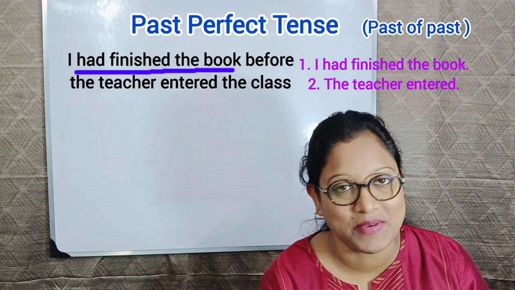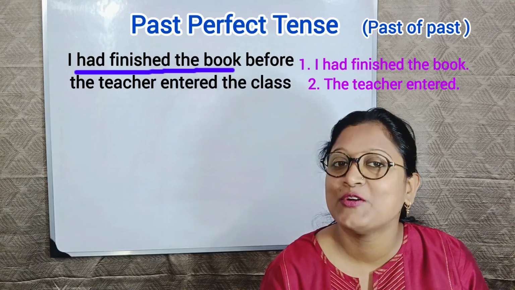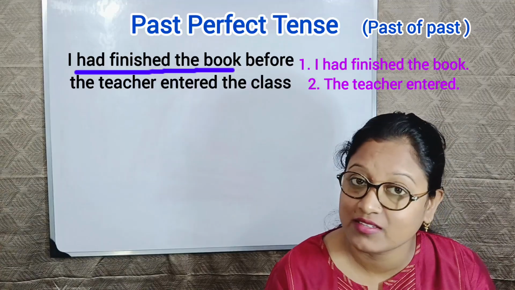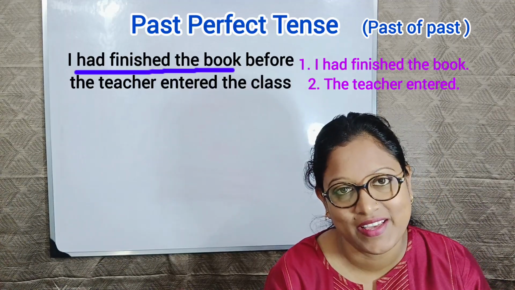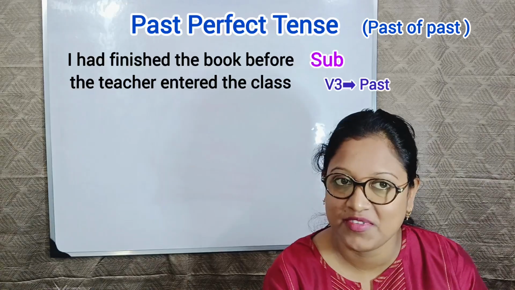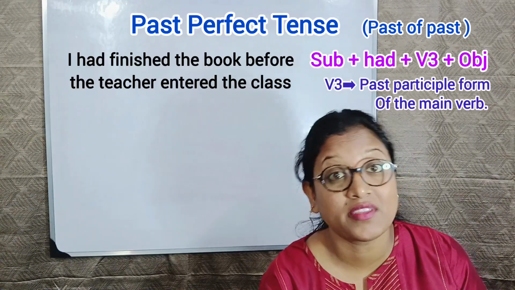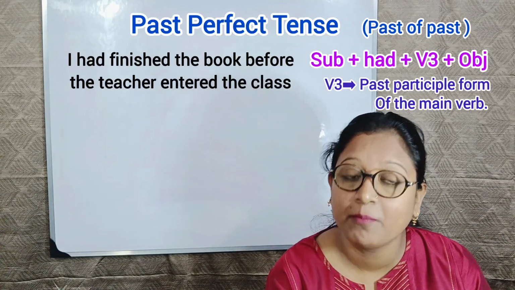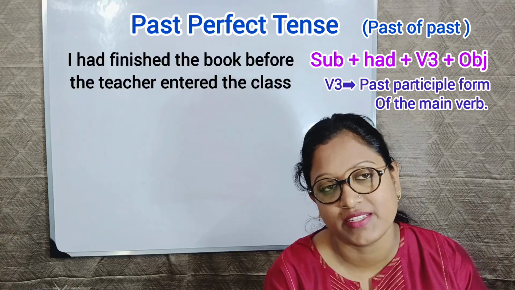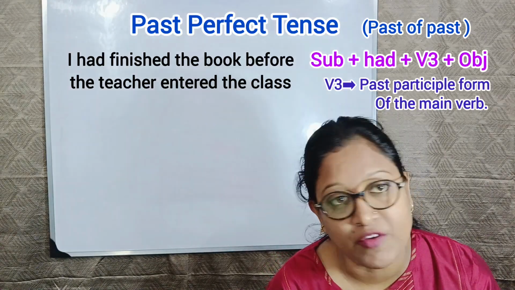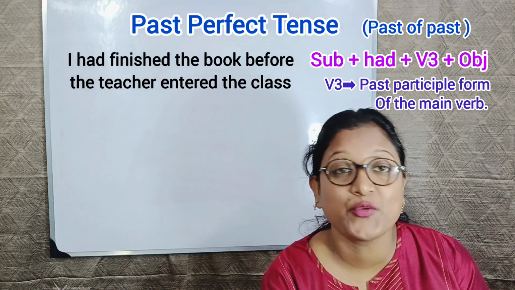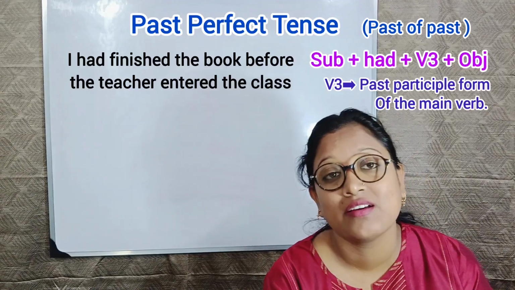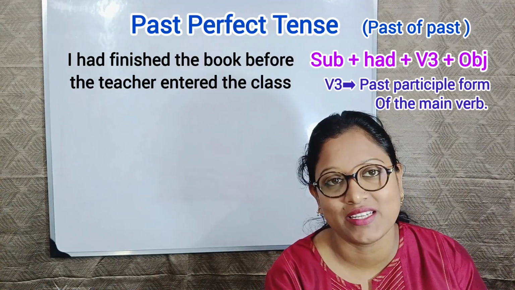Clear? Just remember, we use past perfect tense to express an action completed in the past before another past action. I hope it is clear, right? Now the structure: subject plus had plus verb third form, past participle form, plus object. So here we will use had before the verb past participle form. Between the two actions, the one that happened first is past perfect, and we will use past indefinite, simple past, for the second action. Clear?